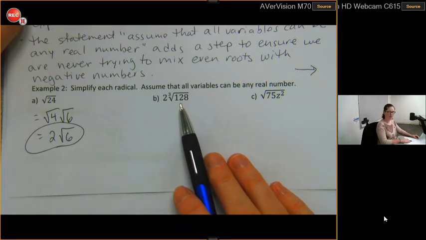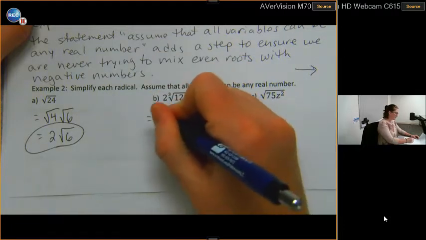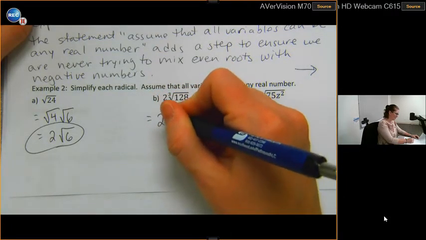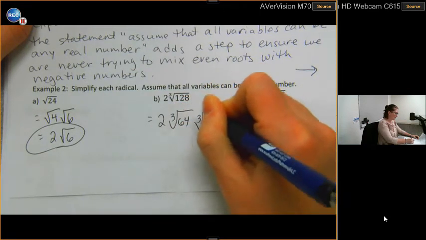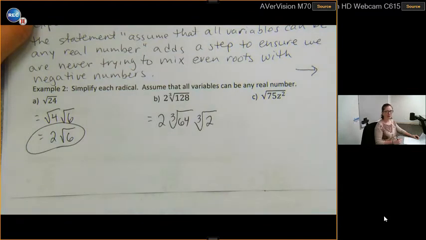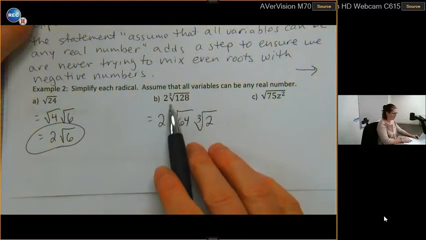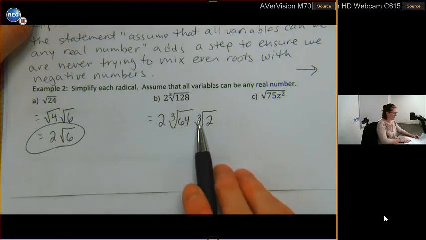If I take 128 divided by 27, which is the next perfect cube, we get a decimal. If I take 128 divided by 64, it equals 2. So that's what I'm going to use. I'm just going to carry down that 2 in front, and I'm going to break up 128 into 64 times 2. It's really important to keep your notation. Make sure you keep the cube root in the index.